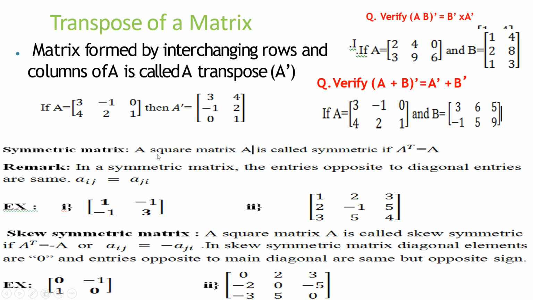Now, what is a symmetric matrix? A square matrix A is called symmetric if A transpose is equal to A. Here we can see the example 1 minus 1, minus 1 3. If we interchange the rows to columns or columns to rows, then the matrix will be the same. That's why it is called a symmetric matrix. Here is also an example: if we interchange the columns to rows, the elements are the same, 1 2 3 and 1 2 3, and 2 minus 1 5, 2 minus 1 5. So these kinds of matrices are called symmetric matrices.